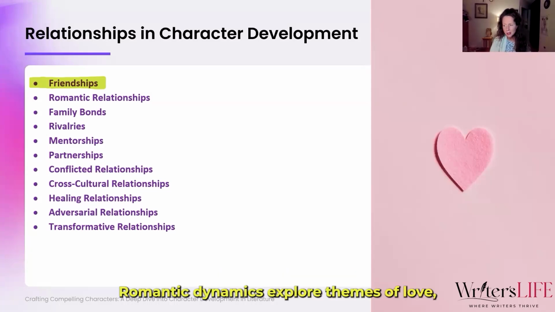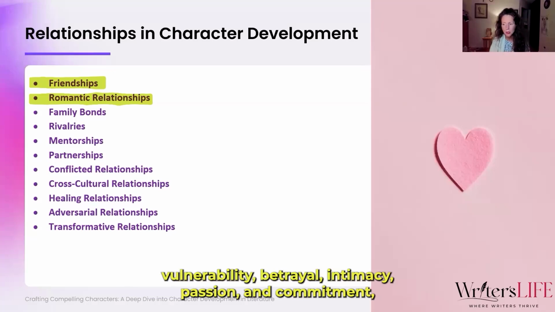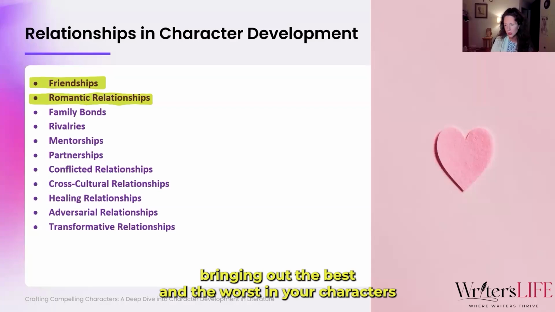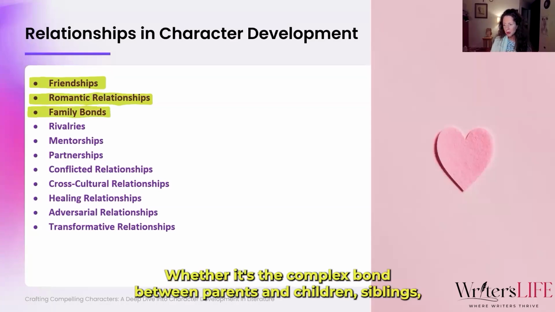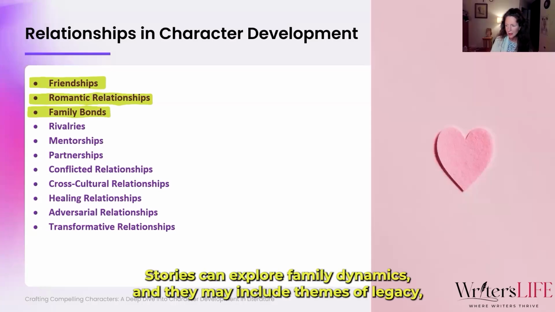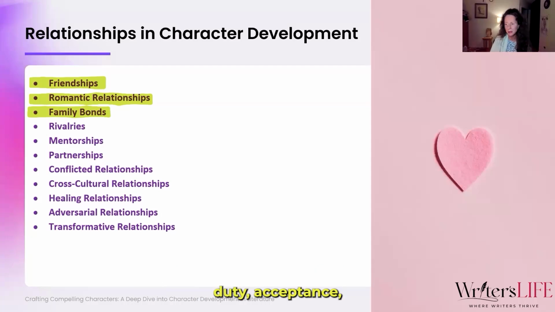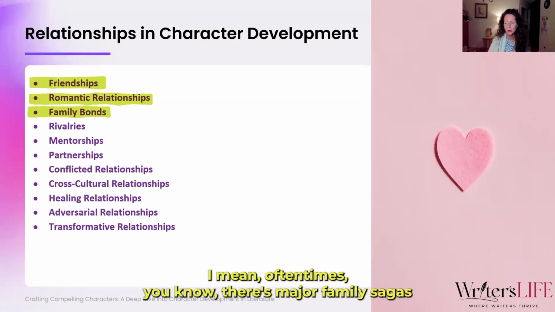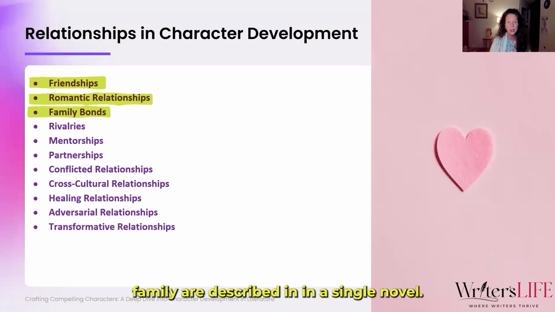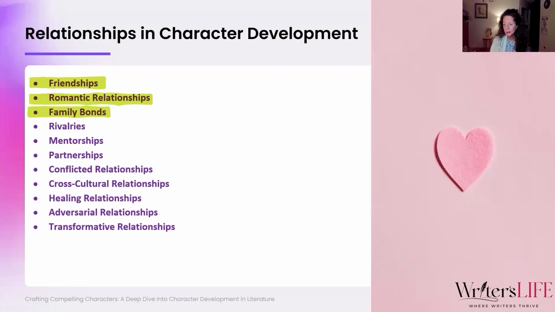Romantic dynamics explore themes of love, vulnerability, betrayal, intimacy, passion, and commitment, bringing out the best and the worst in your characters. Family bonds, whether it's the complex bond between parents and children, siblings, or extended family, these relationships shape characters' identities and values. Stories can explore family dynamics, and they may include themes of legacy, duty, acceptance, and reconciliation, and more. I mean, oftentimes, there's major family sagas where it's generation to generation, and all kinds of extended family are described in a single novel.